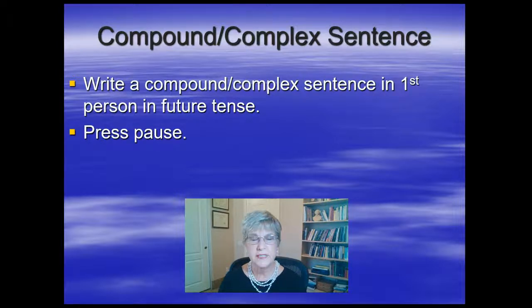You might have a teacher return a paper with a big red circle that says, oh, there's a shift in tense, or there's an inconsistent use of person. So you'll know how to fix that, because we want to stay consistent either in first person or third person. We want to stay consistent in our verb tenses. So press pause, and I'll be waiting here, and I will give you my example of the compound complex sentence written in first person, future tense.